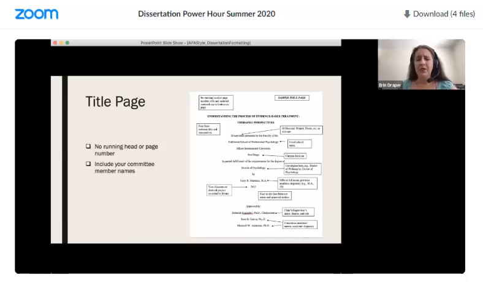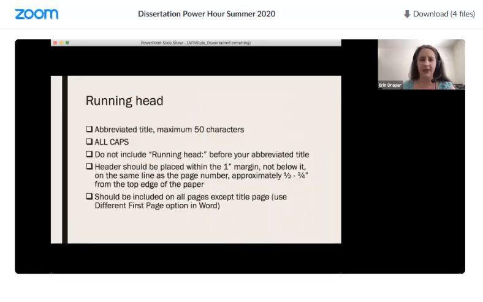For example, an abbreviated title for this sample title page might be something like EBT: therapist perspectives or something like that. It shouldn't be just the first 50 characters of your title. I'm not going to keep you from doing that if it is, but the whole point of the abbreviated title is to make it easy to identify and recognize what's going on in there.